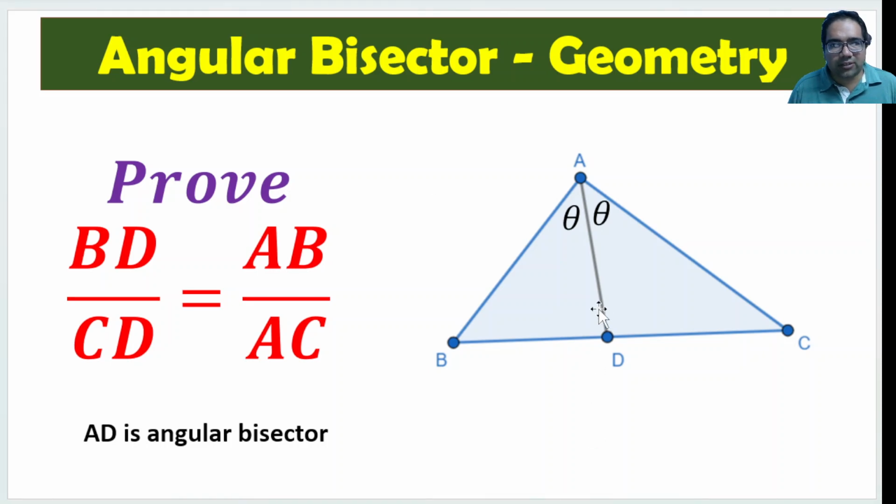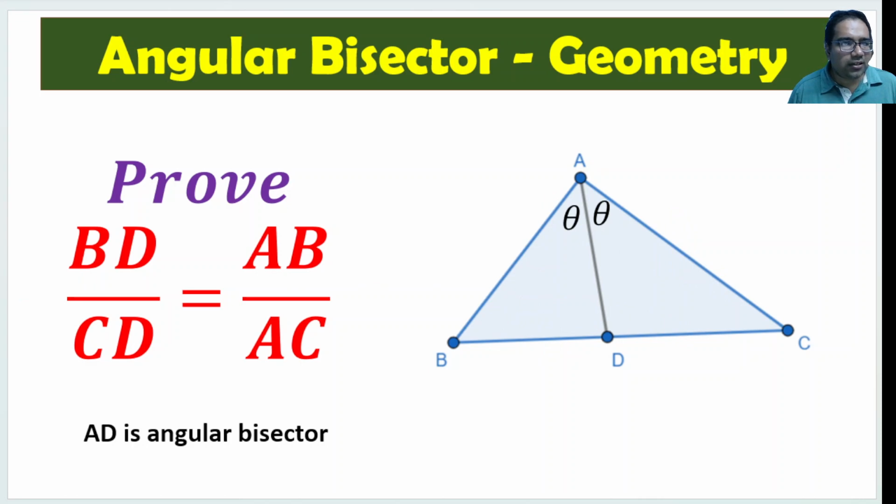Hi friends, here we will discuss one basic theorem in geometry: the angular bisector of any angle in a triangle bisects the opposite side in the ratio of the other two sides. For example, this angular bisector of angle A will divide BC in the ratio of the other two sides. That means BD by DC equals AB by AC. This is what we have to prove.